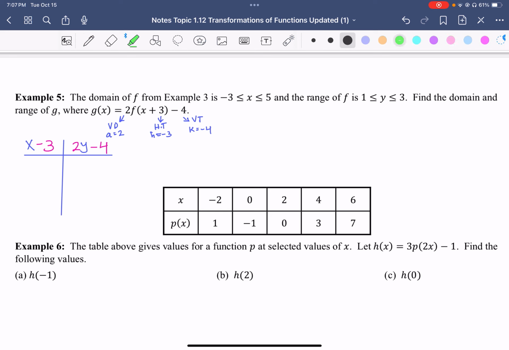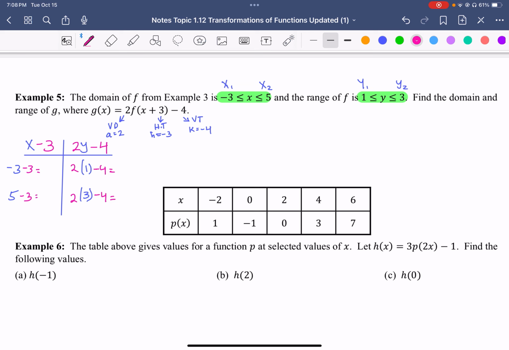Okay, now you're probably asking yourself, well, where are we getting points from? Good question. That comes from these values here. We're only given the domain and the range. So this is going to be one of my x values and my second x value, and this is a y value and another y value. So these are going to go over here. So -3 and 5 for the x values, and then for the y values, we have 1 and 3. The x values, I'm going to subtract 3 from them. All the y values, I'm going to multiply by 2 and subtract 4. And we're going to get a new domain and range.